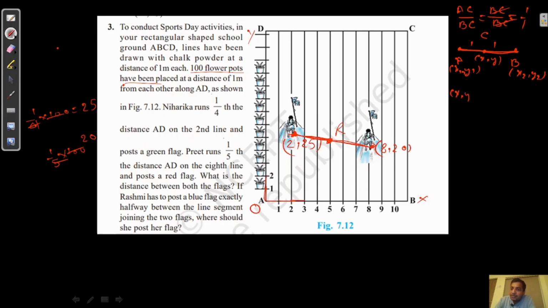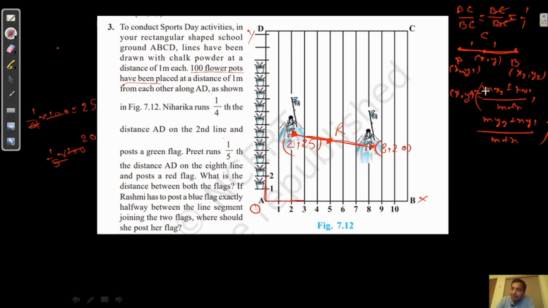Now what is the formula for (x, y)? It is (mx2 plus nx1) upon (m plus n) comma (my2 plus ny1) upon (m plus n). Let us close it in bracket. Okay, so this equal sign should be here.